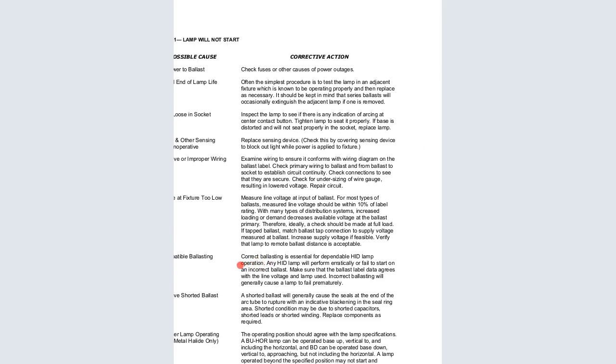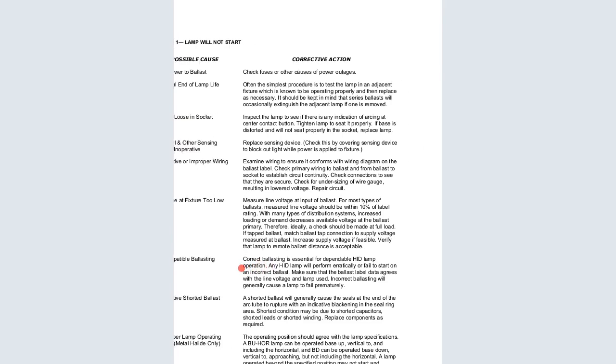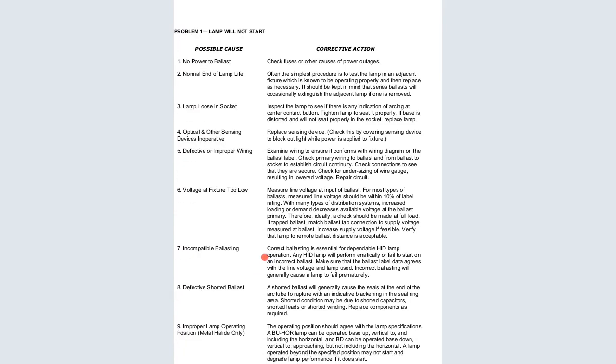Another one is optical and other sensing devices that are not cooperative. If they are not cooperative, what do you do? You replace the sensing device, after checking this by covering the sensing device or blocking out light while power is applied to the fixture, so that you can see if the sensing device is on. Remember, we are still on why the light will not start. We want to know why the light will not start.